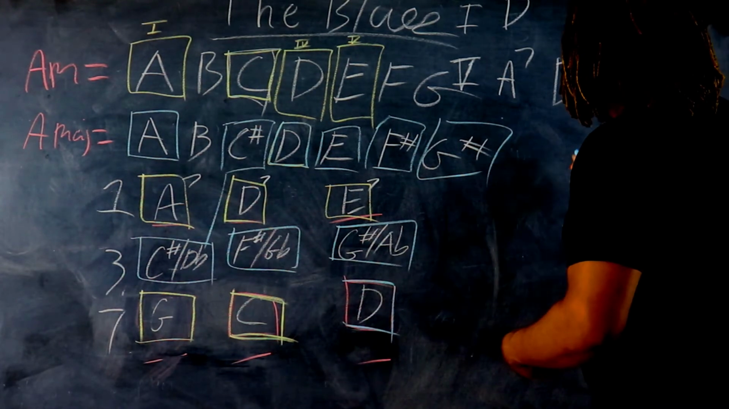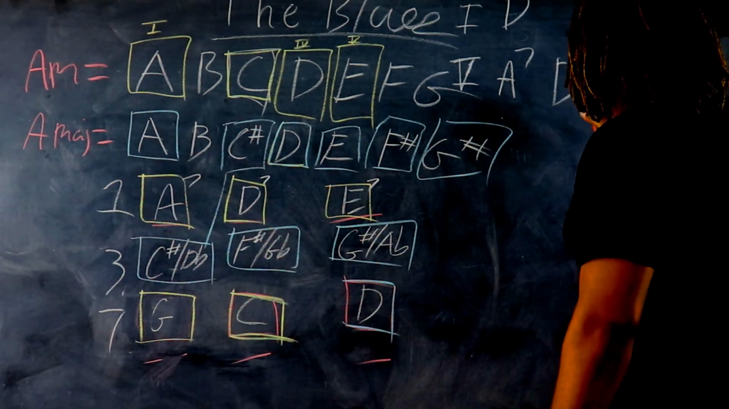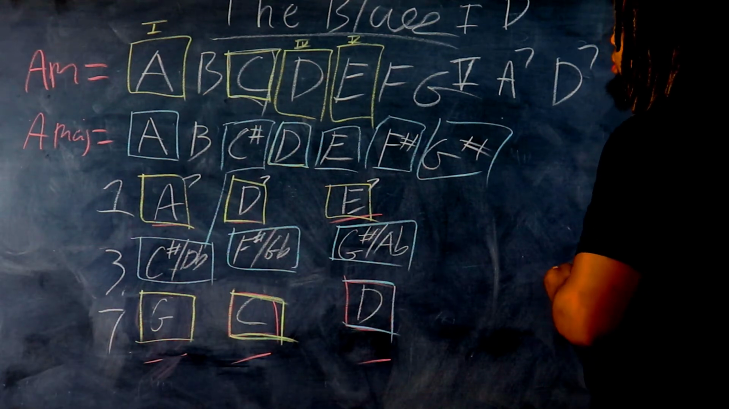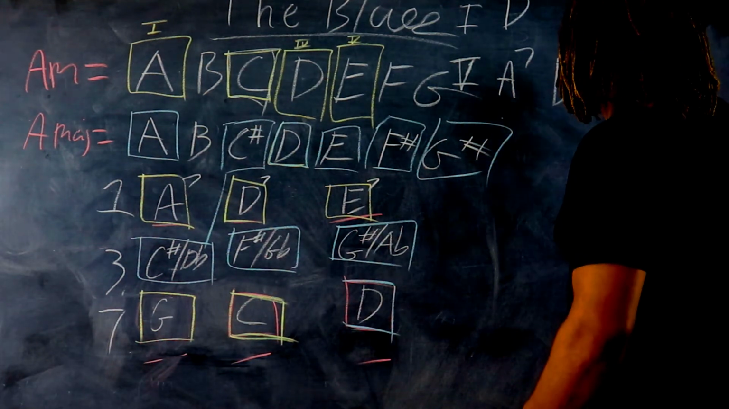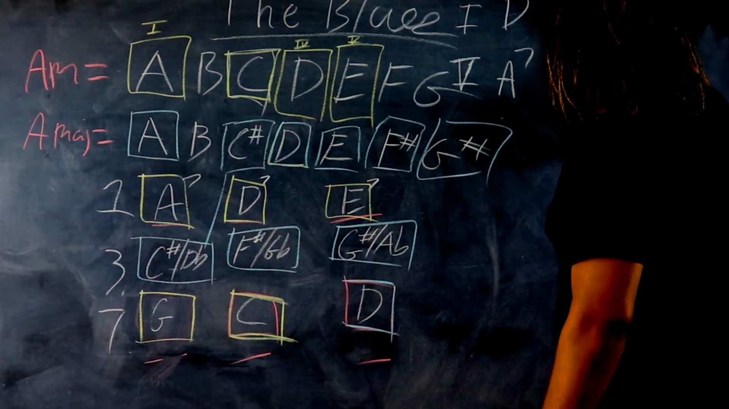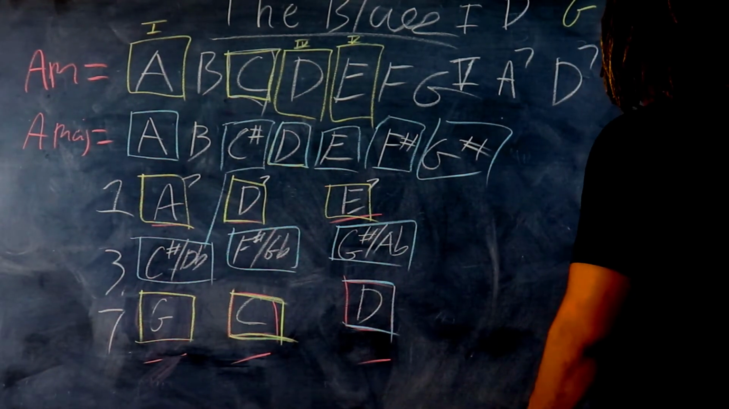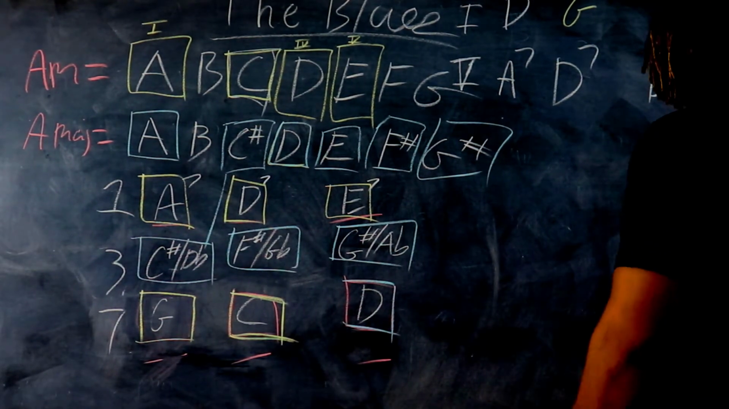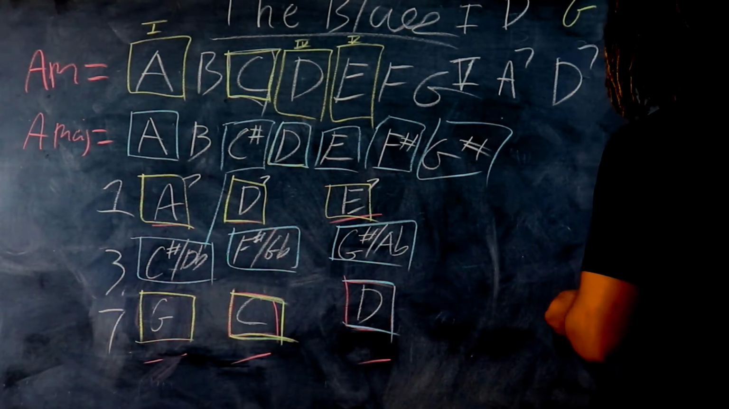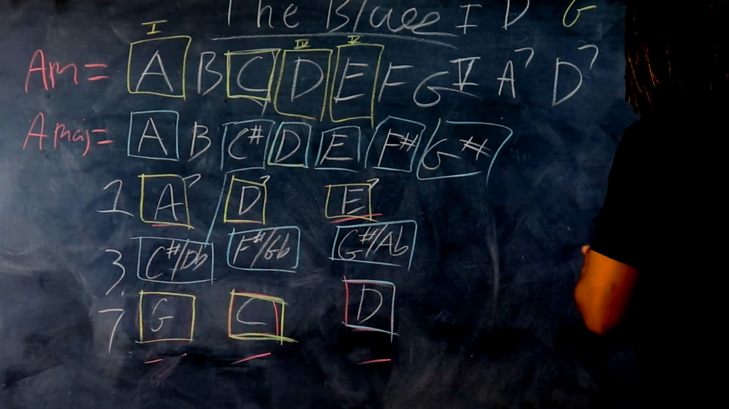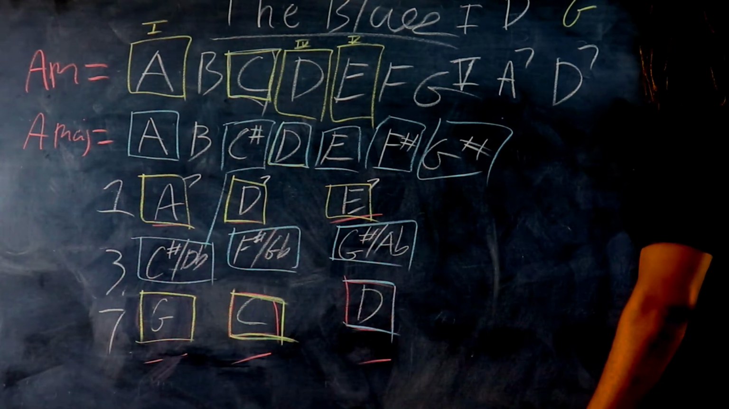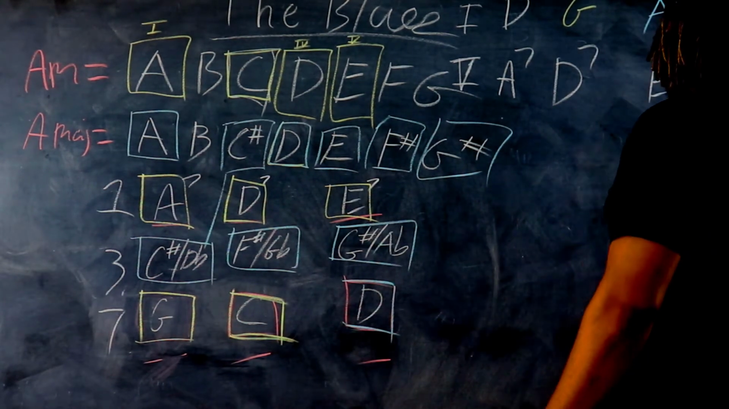Now we're going to say, what is D the 5 of? Well, D is the 5 of G. Okay? Now we're going to say, what is E the 5 of? Well, E is the 5 of A. E is the 5 of A, so we're going to put an A right there.